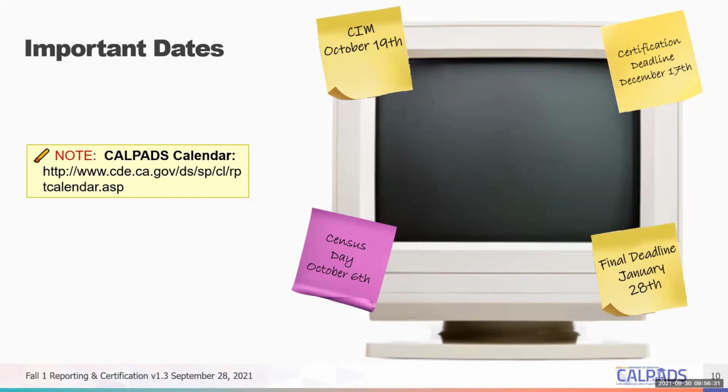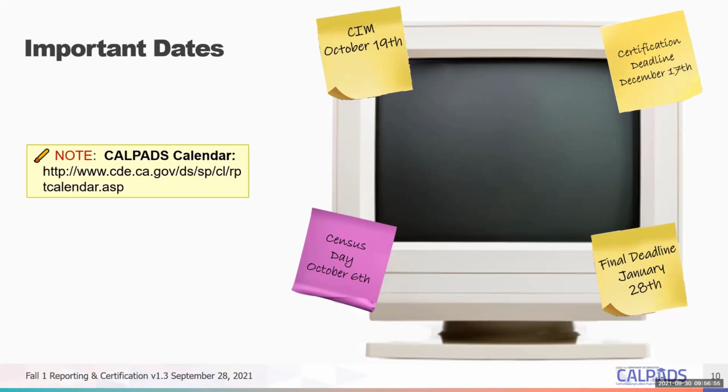And then the initial certification deadline is December 17th. We'll revisit this date several times throughout today's training, but this is the date you're expected to have approved your data. This is the date that the submission should be complete, certification errors should have been eliminated, and all your reports should have been reviewed throughout your organization.